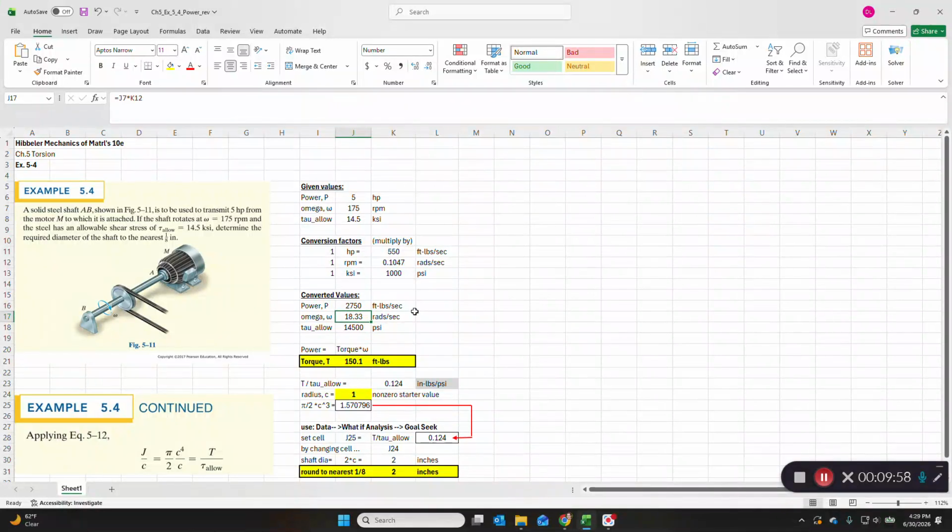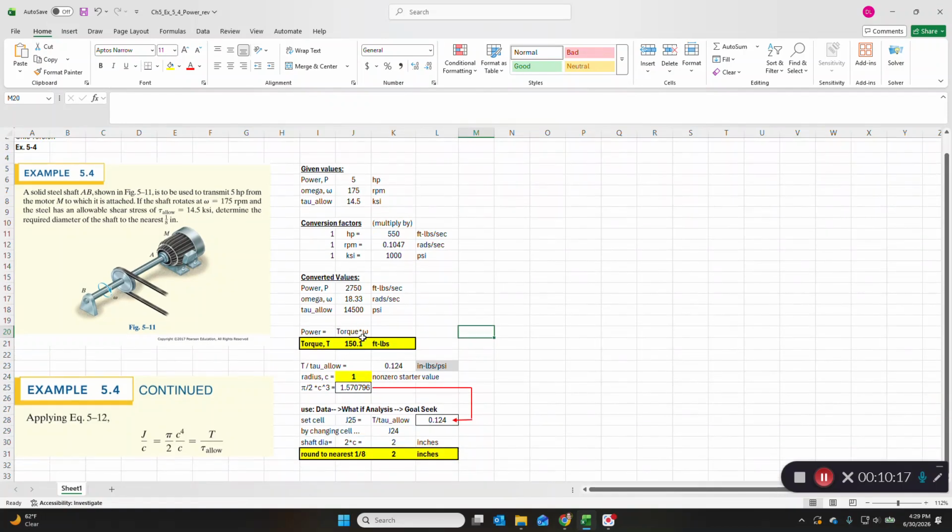Okay. And then we're going to take tau allowable, 14.5 KSI, and put it into PSI. So we're just multiplying it by 1,000. Okay, so then power we know is torque times omega, so angular velocity times torque, from the theory in this chapter.